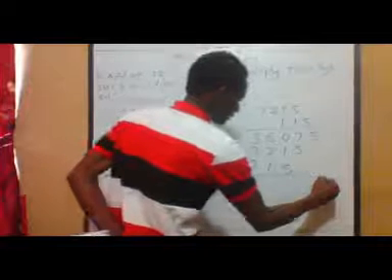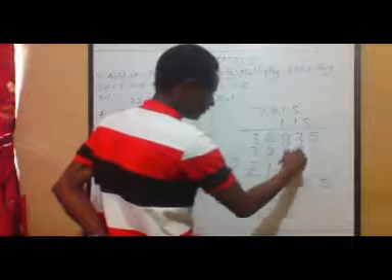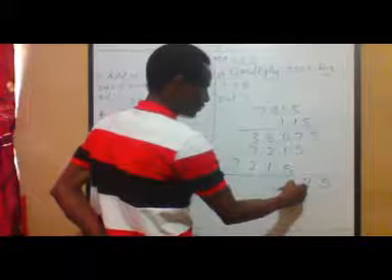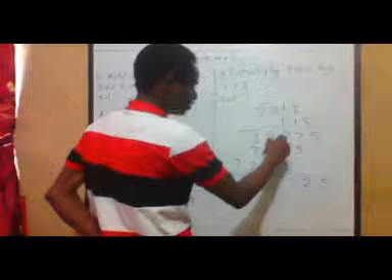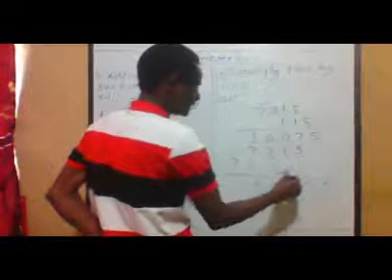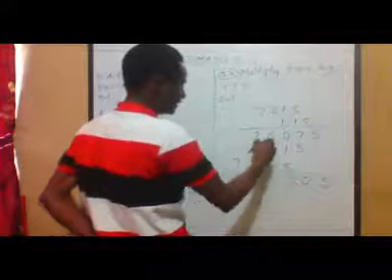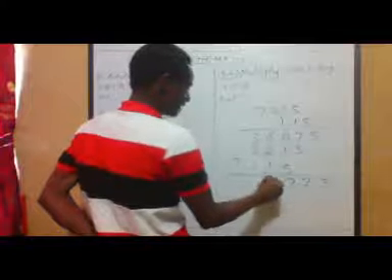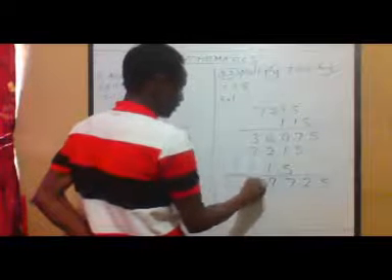That's 5, 2, and 7 plus 5, 12. I will put 2. I'm carrying 1. That 1 plus 0, 1, plus 1, 2, plus 7, 9... 8, 9, 10, 12. I will put 2. I'm carrying 1.